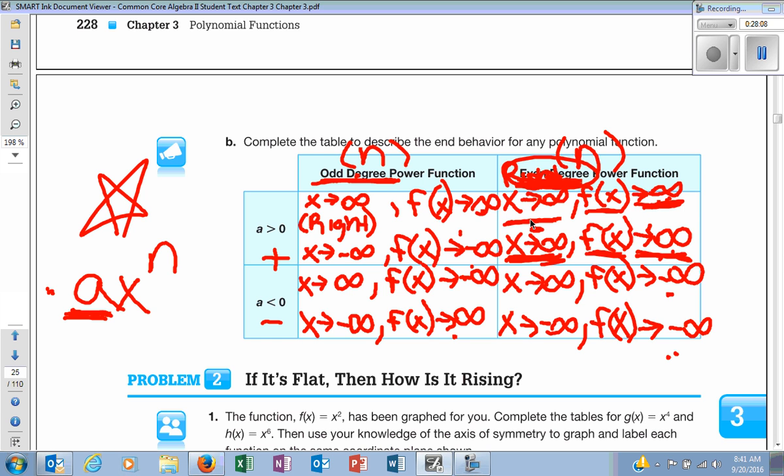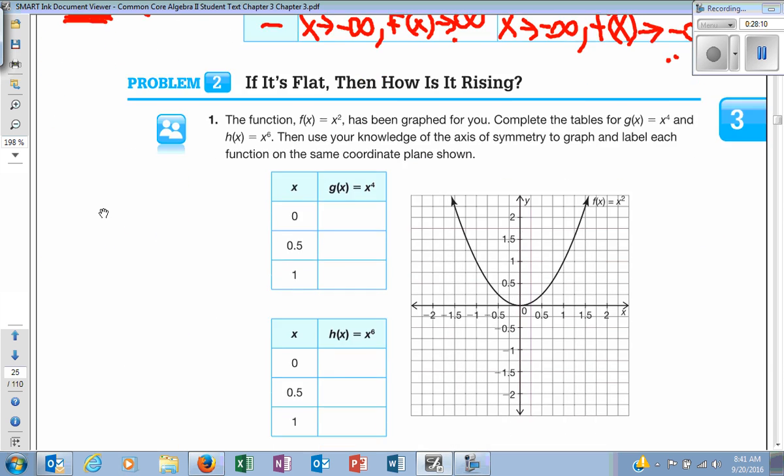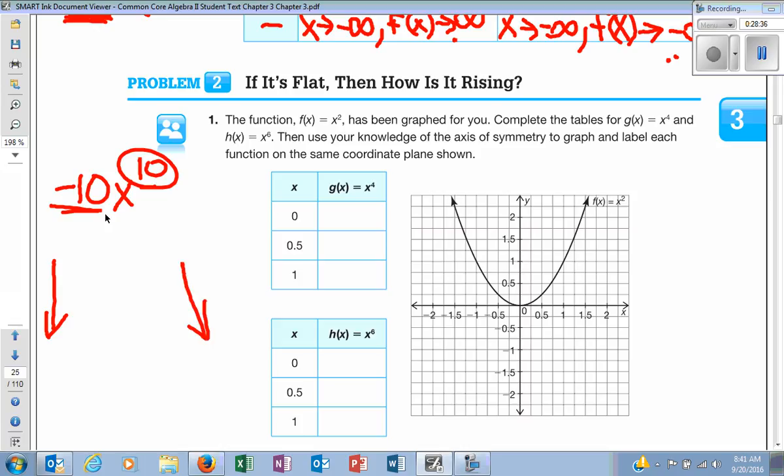So basically what you're telling me is, if I said negative 10 x to the 10th, you can already tell me something about this graph. You know your a is negative. You know your n is even. So what can you tell me about the graph? You know it starts facing down, and you know it ends facing down. You don't know about the middle section, but you know it's got to look something like this on the ends.